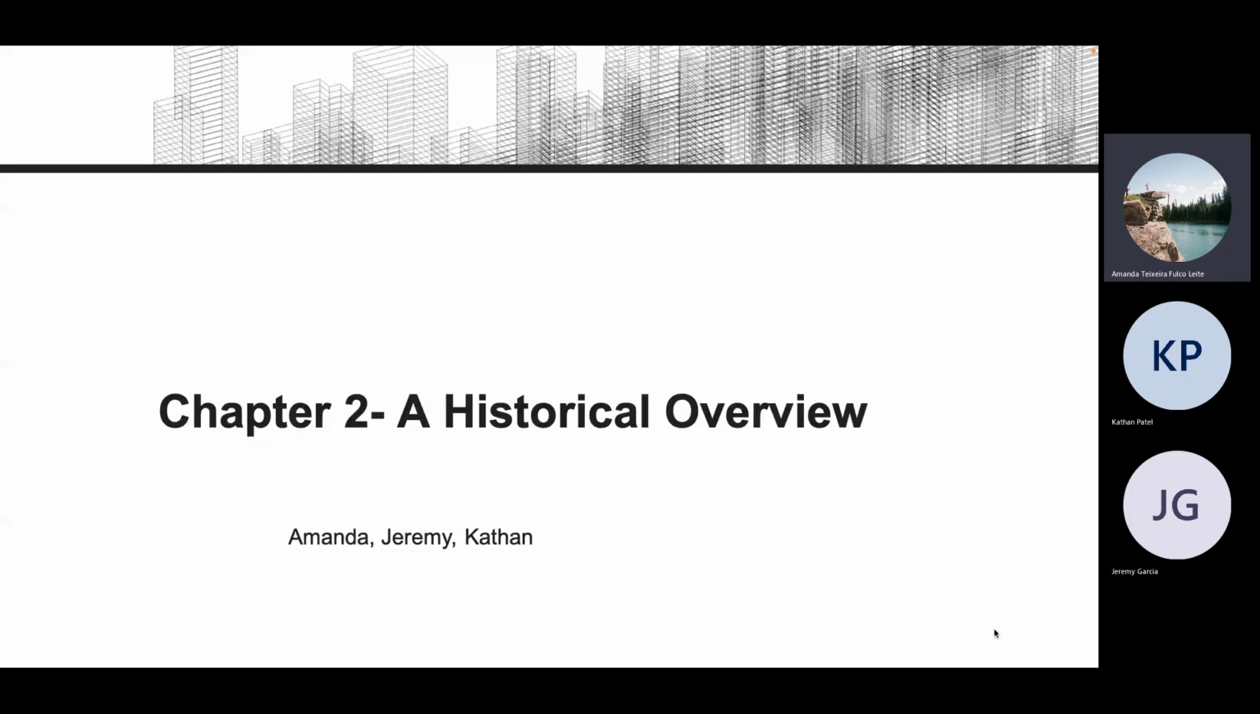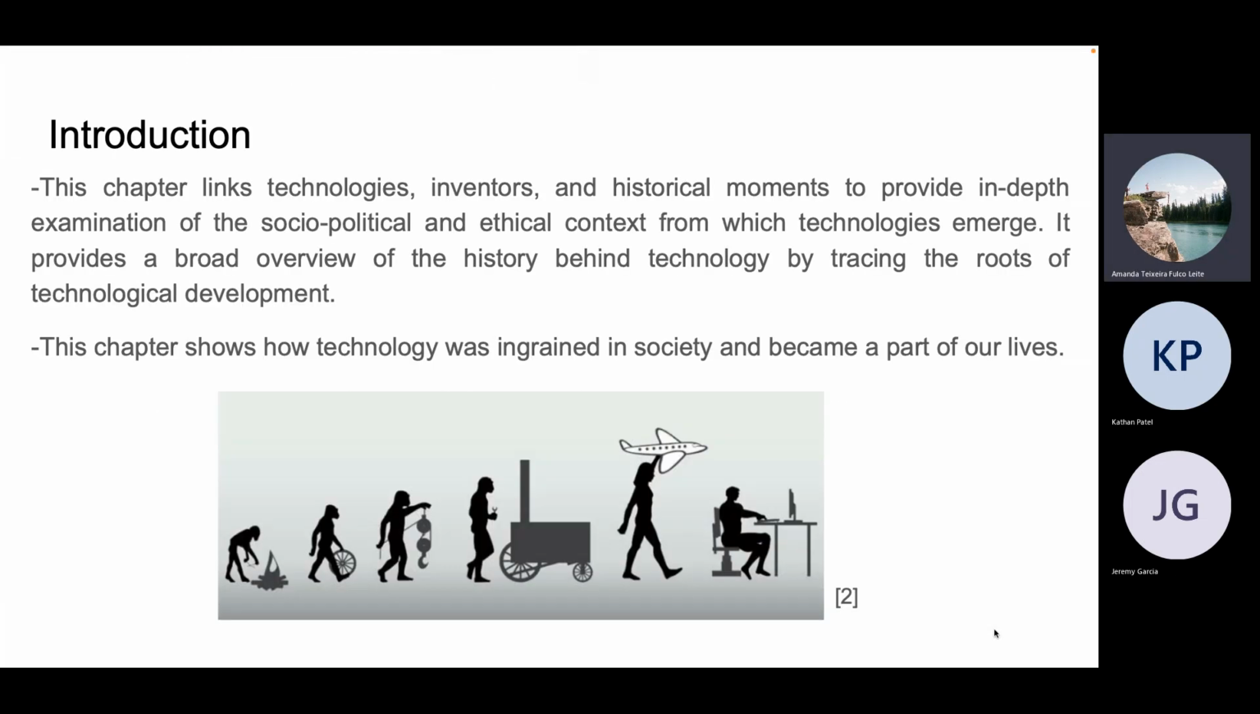So our presentation is on Chapter 2, a historical overview. This chapter links technologies, inventors, and historical moments to provide an in-depth examination of the socio-political and ethical context from which technologies emerge. It provides a broad overview of the history behind technology by tracing the roots of technological development. This chapter shows how technology was ingrained in society and became a huge part of our lives.